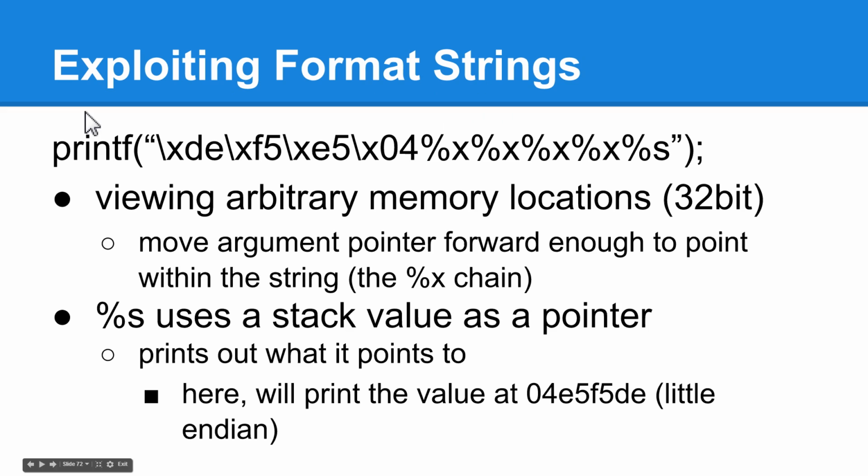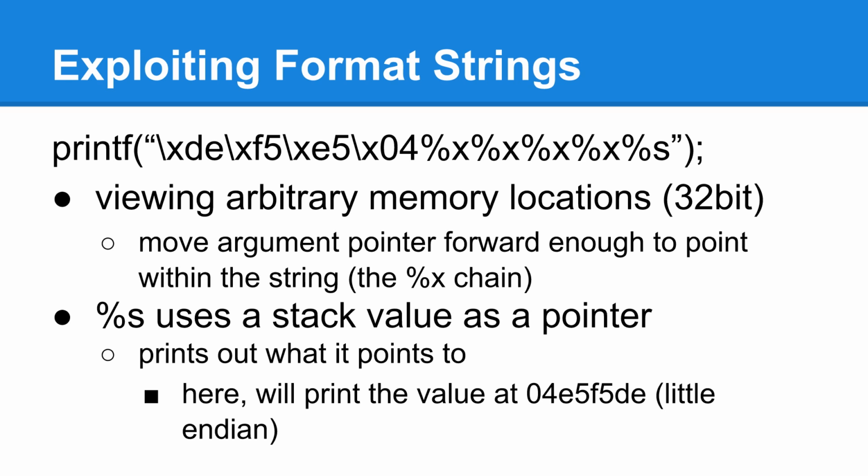And now what you're doing is you're moving it forward such that when it gets to %s, it's going to point actually back onto the same string that you're using to look for the conversion specifiers, that is basically the format string. And then when you tell it %s, it's going to use, if you've aligned it right, the value that it sees as a pointer, dereference it, and then print out the value at that location.